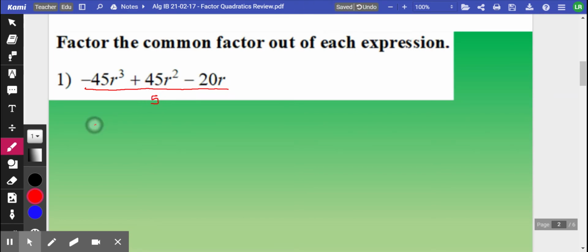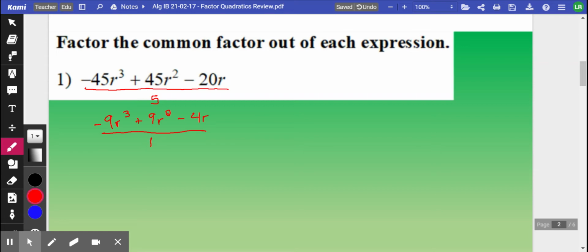That's going to give me negative 9r to the third plus 9r squared minus 4r. I'm going to divide by 5. Okay, keep going. I have 9, 9, and 4. 4 is the smallest one. I can't divide 9 by 4. I can't divide 9 by 2, so 1, it's done. So I'm done with the numbers.